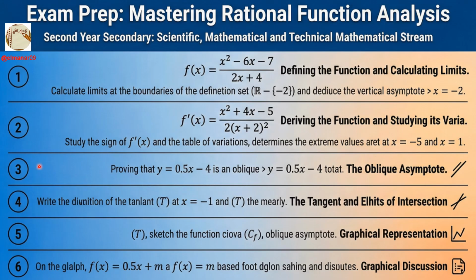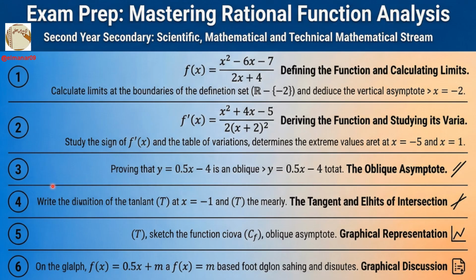Step 3, the oblique asymptote. All right, here's the deal. Since the degree of the top is exactly 1 higher than the bottom, we're looking at an oblique asymptote. We're going to prove that as x heads to infinity, our function hugs the line y equals 0.5x minus 4. It's all about that long-term relationship.